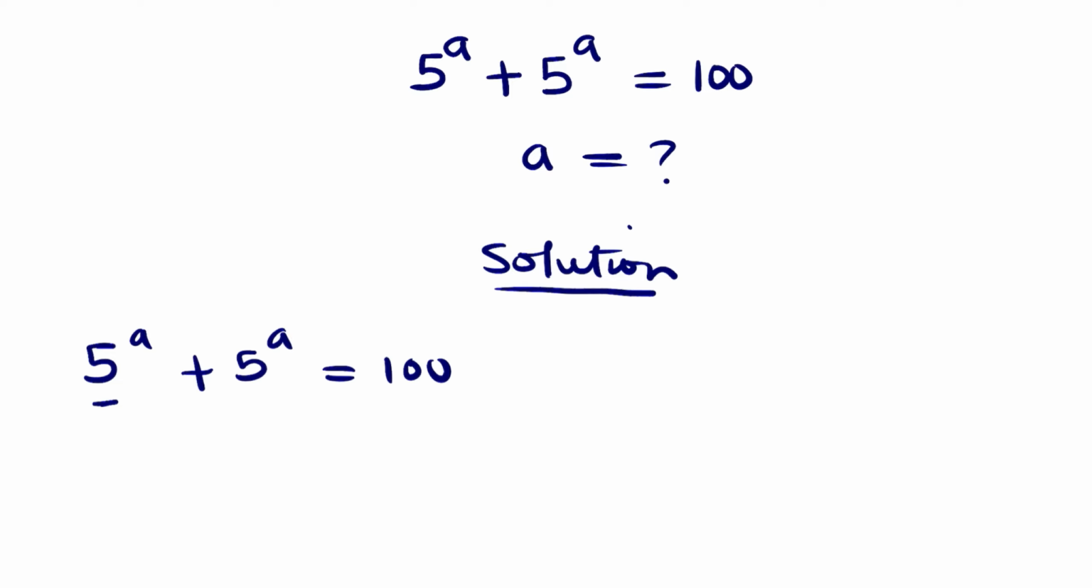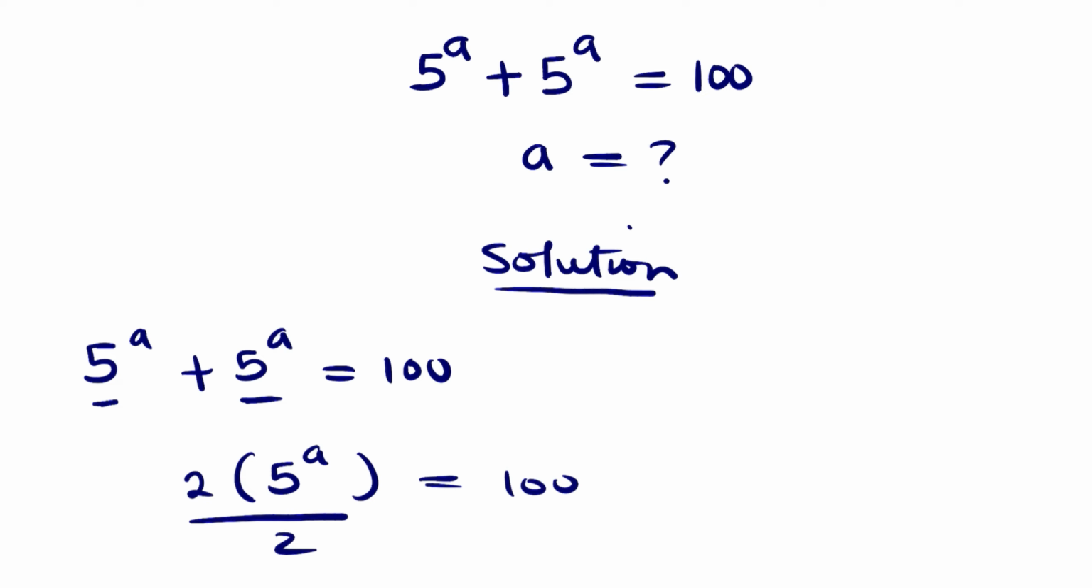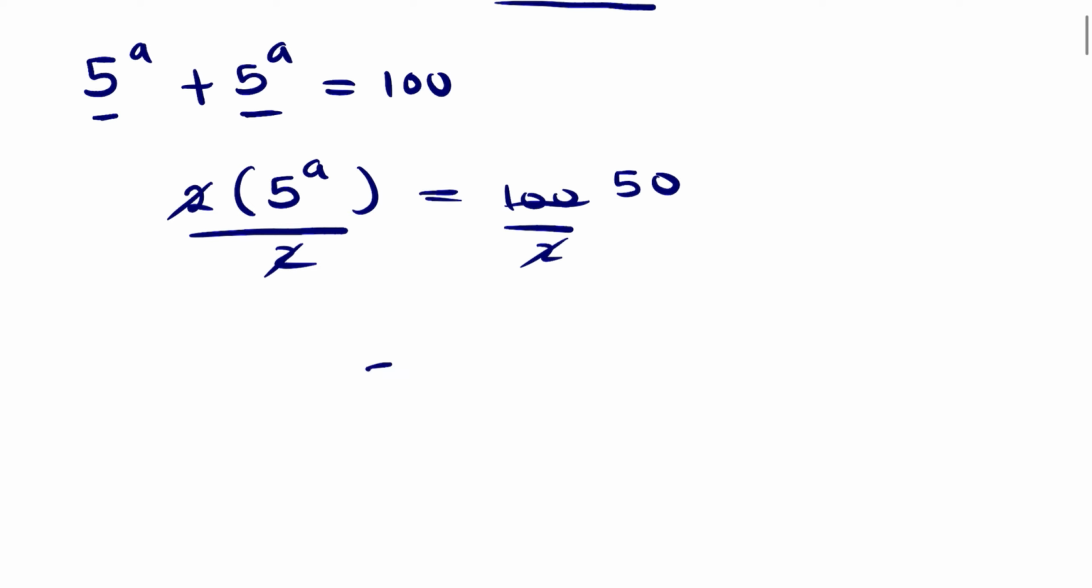There are two of exactly the same terms being added together. So we say 2 into 5 raised to power a is equal to 100. Let us divide through by 2 so that we are going to have 50 on the right hand side. That is, we have 5 raised to power a is equal to 50.